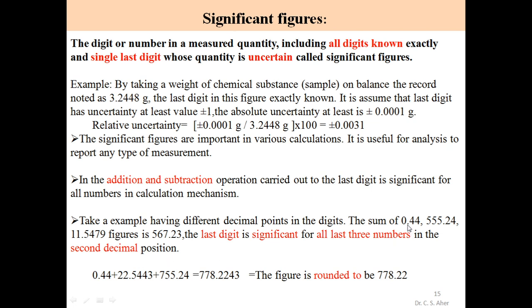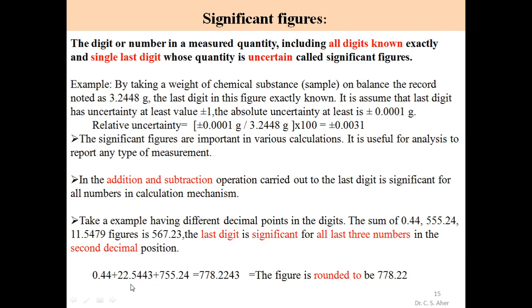See, in this case, after the point we have 2 digits, and again 2 digits. In the third figure, after the point we have 4 digits. But the least is 2. So 2 places are very important. Among the 4 places of the third quantity, only 2 decimal places are important, and thus we round the sum to 2 decimal places. We round the addition result to the significant figure.